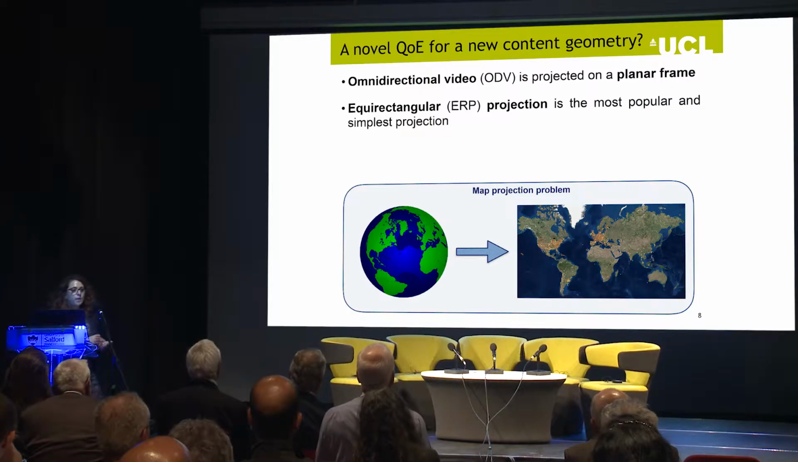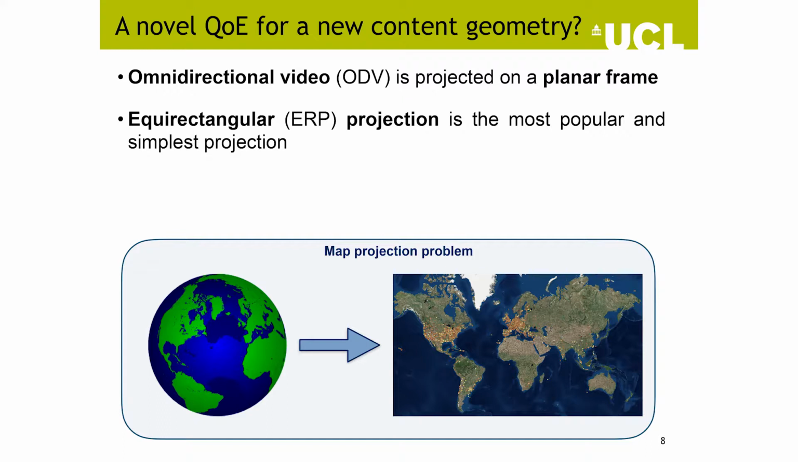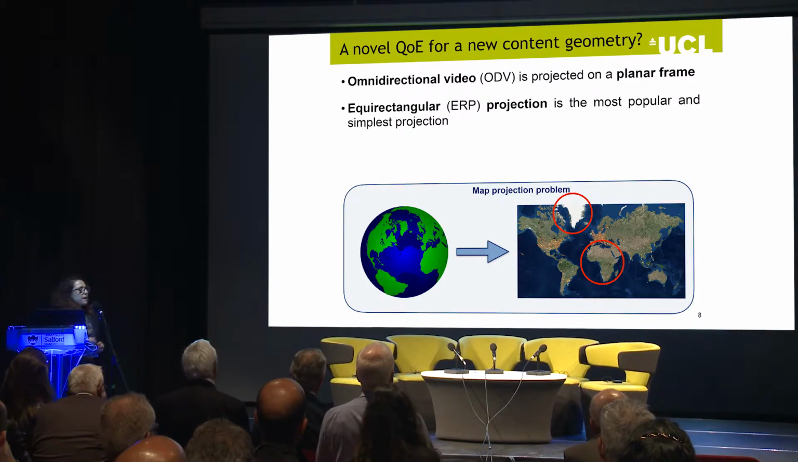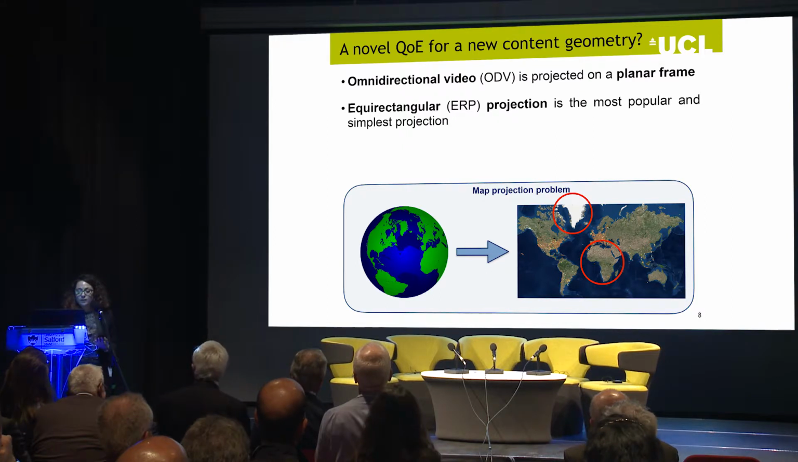So the first question is about the quality. It's a very old problem because it's the same problem that we had when we wanted to project the globe in a map, so in a planar way. And obviously, the equirectangular projection is the most popular and simplest projection that can do that. But we have some problems. For example, Greenland, that is here, seems as big as Africa when we know that actually Africa is 4 times bigger than Greenland.